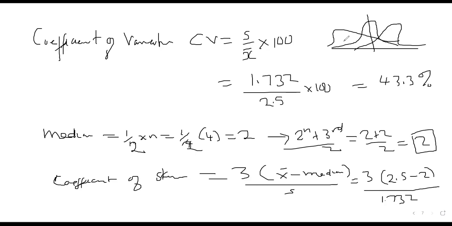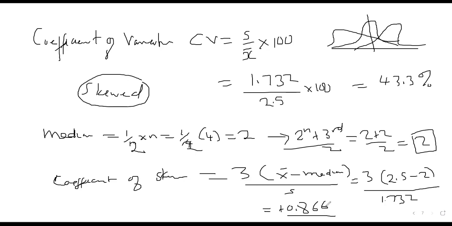So already there, we know it's a positive figure that we're going to get. So we're going to get positive 0.866. So we can tell that this distribution is bending or skewed. Skewed is spelled like this. Skewed to the right. So this is usually used in statistics to approximate the degree of biasness.